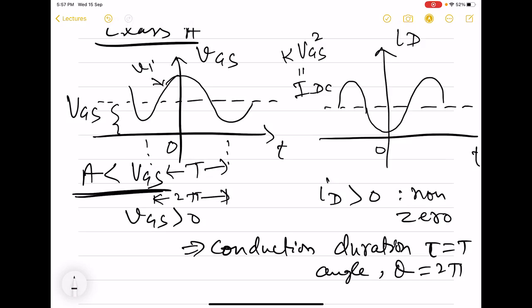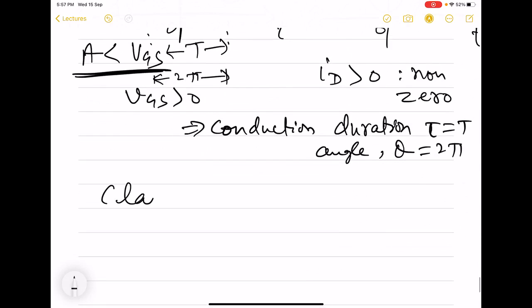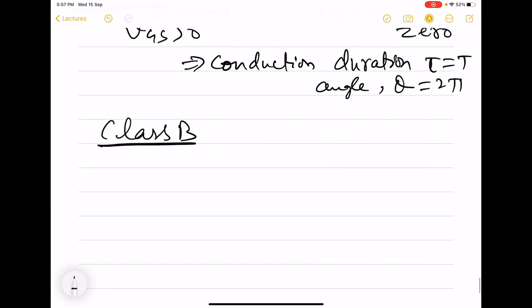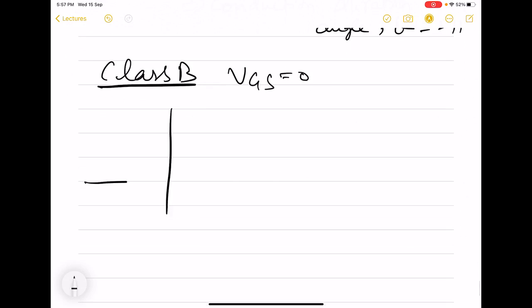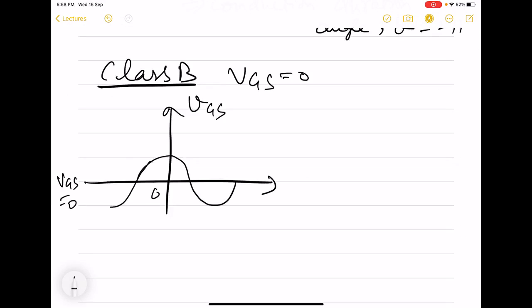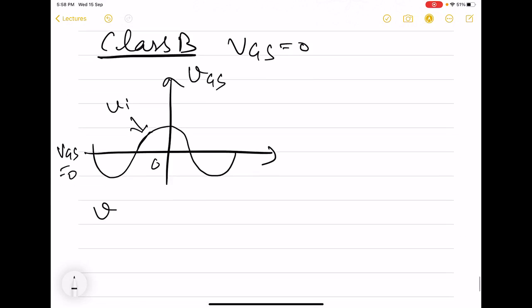Now for class B, what happens is that we make this VGS equal to 0. So for class B, we make VGS equal to 0. So now let us see what will happen. So this is total gate to source voltage. Now VGS is equal to 0. That means now my input is going to oscillate about the 0 line. So this is VI. So now the total VGS is simply going to be equal to VI.